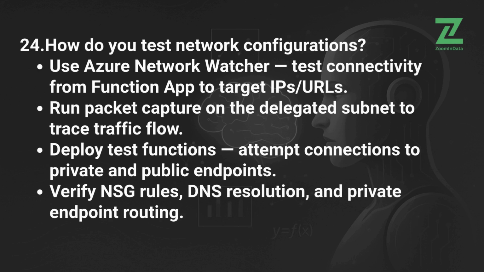How do you test network configurations? Use Azure Network Watcher. Test connectivity from function app to target IPs, URLs. Run packet capture on the delegated subnet to trace traffic flow. Deploy test functions. Attempt connections to private and public endpoints. Verify NSG rules, DNS resolution, and private endpoint routing.